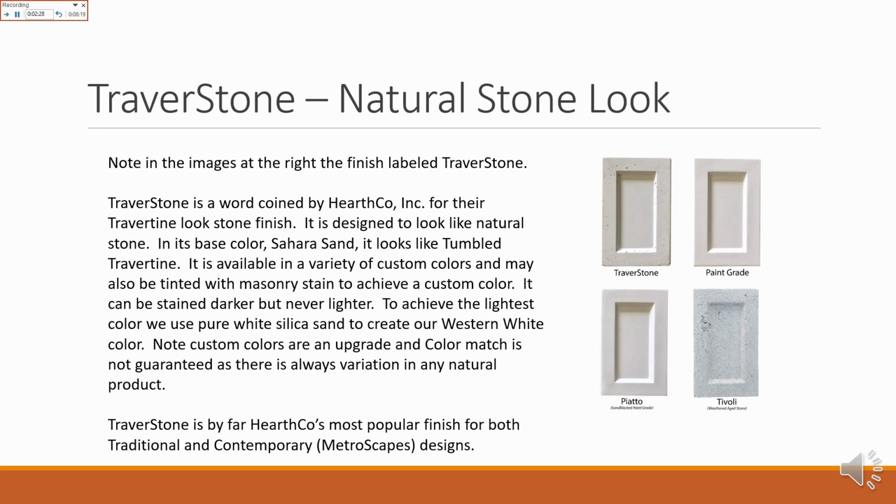So the traverse stone is the standard finish. Sahara white is the standard color. All other colors are an upcharge. To achieve the lightest possible color, a white color, Western white, it requires the use of pure white silica sand. All custom colors are an upcharge and they're all a special order. So the standard is Traverse Stone and Sahara Sand.